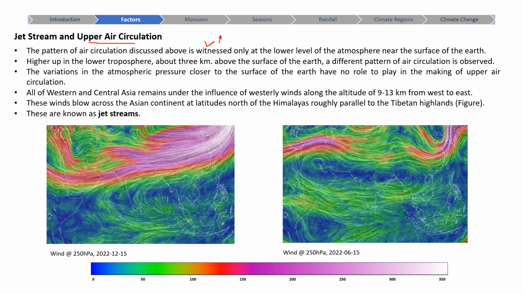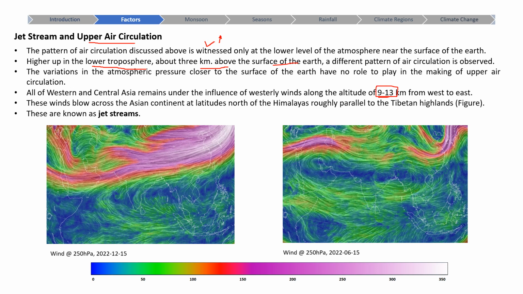different circulation starts, you can observe at the lower troposphere. Lower troposphere means what? Up to maybe about 3 kilometers above the surface. So whatever surface winds, surface circulation you are observing at the surface, it will be different at the height of 3 kilometers above the surface of the earth. But there will be a much larger difference even at the top of the troposphere, the boundary between the troposphere and stratosphere.